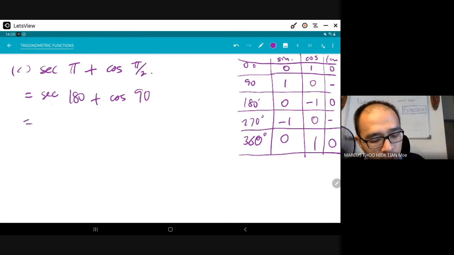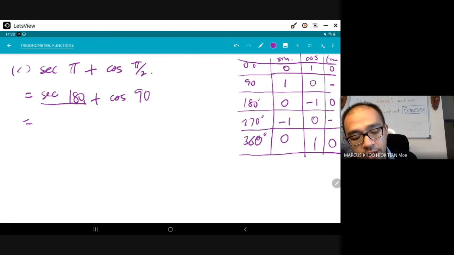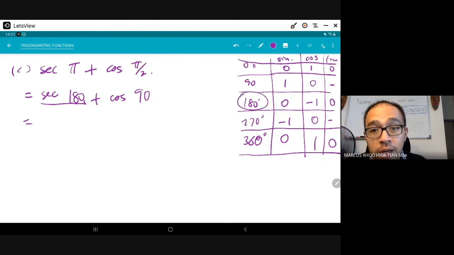So secant 180 is a very special angle. Secant 180 is 1 over cos 180.